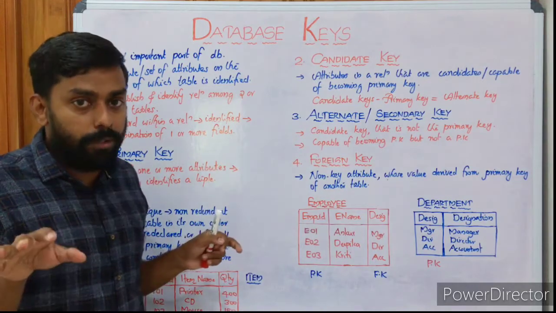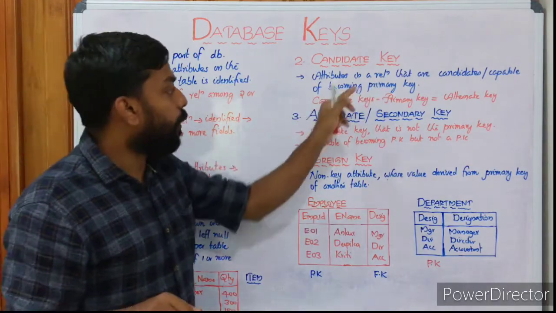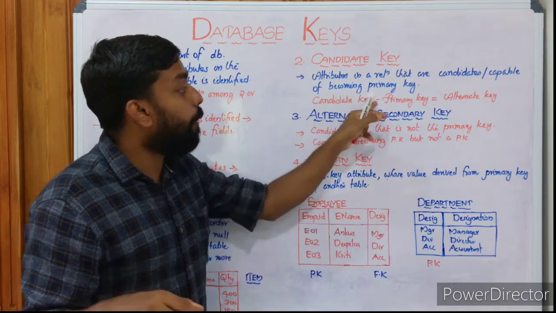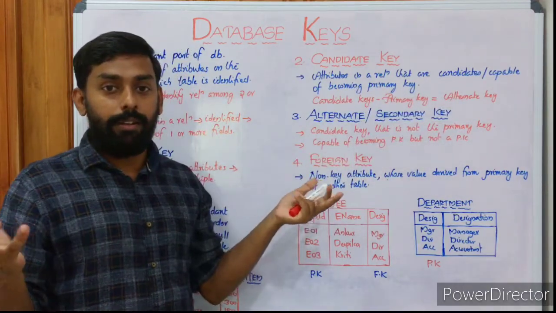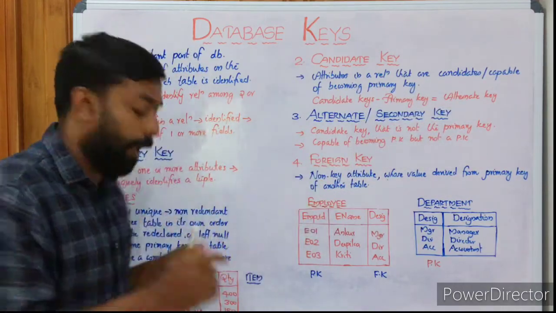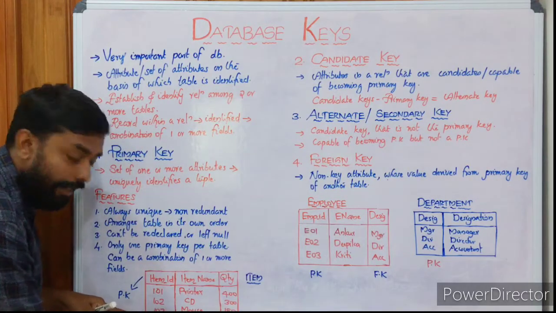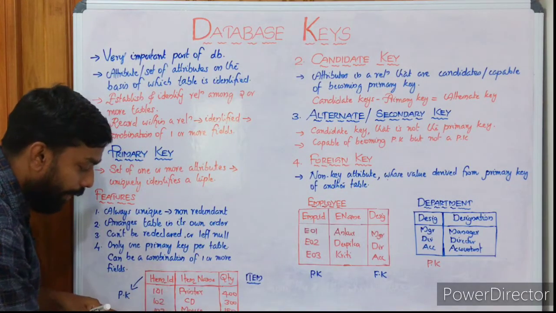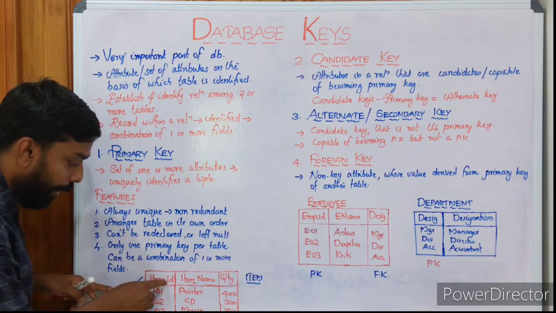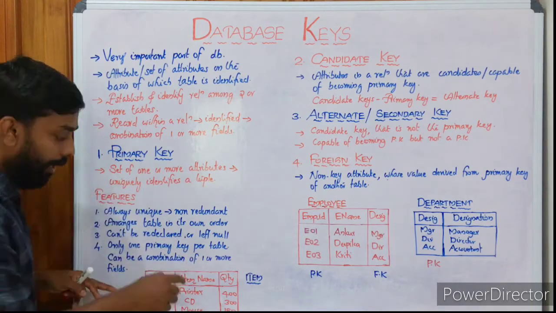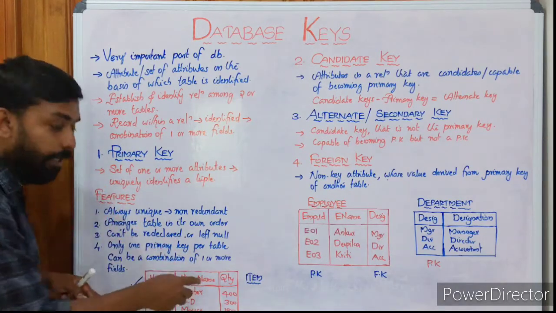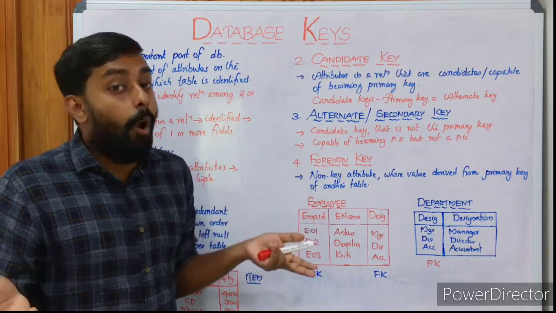Okay, hope you got the concept, right? Then candidate keys minus primary key equal to alternate key. Here these are the candidate keys, right? Item ID and item name. Candidate keys minus primary key, that is item ID, will be the alternate key. And which one will be the alternate key? Item name. Item name will be the alternate key.